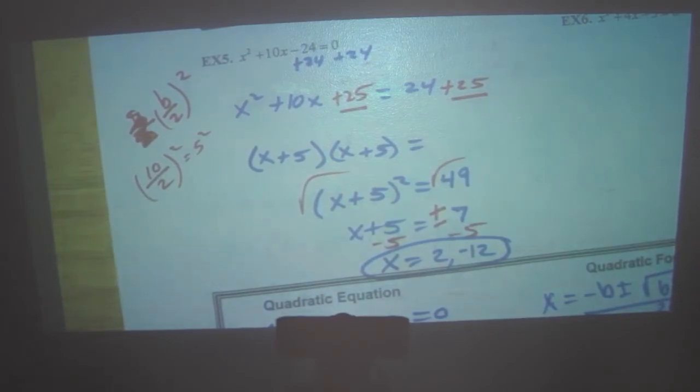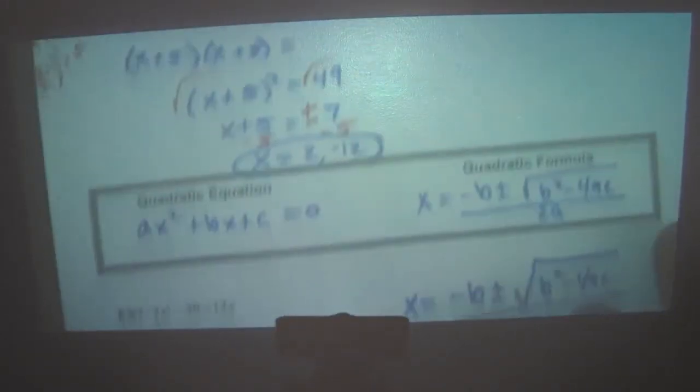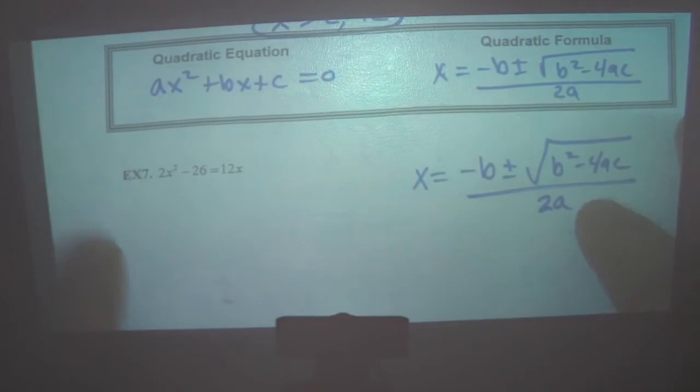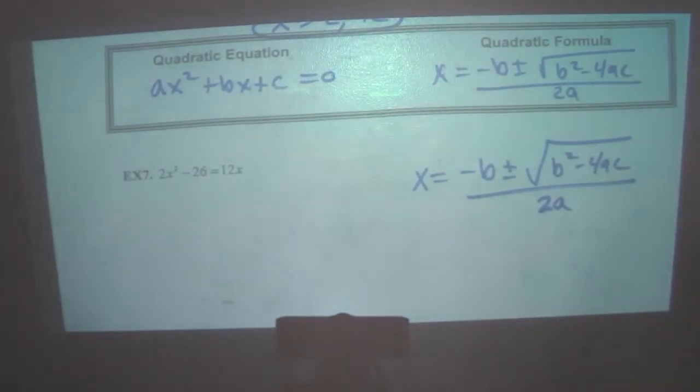All right, let's do the last one. Quadratic formula. You guys want it. Here we go. One more example. Use the quadratic equation idea. Again, we get our stuff equal to 0.